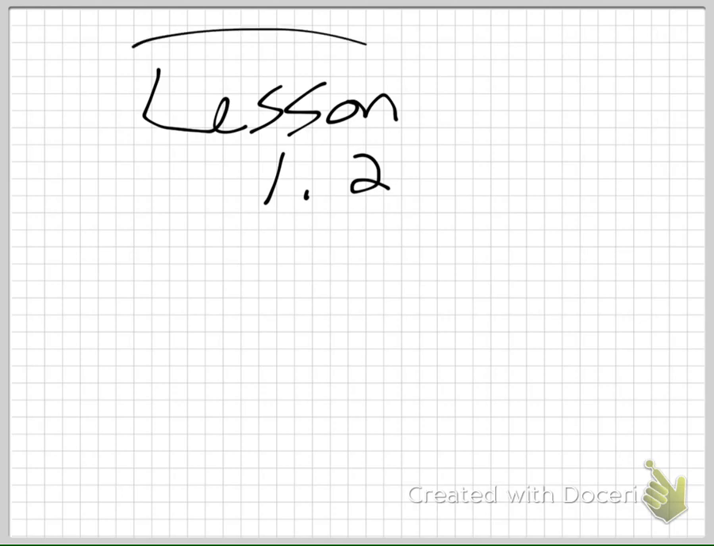All right, this is pre-algebra lesson 1.2, order of operations. We're on page 8. You've been doing this for a long time. Order of operations is simply the rules for what order you do a string of math steps in.